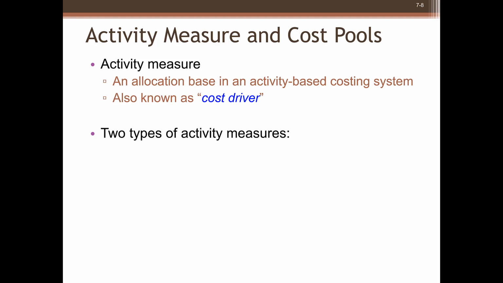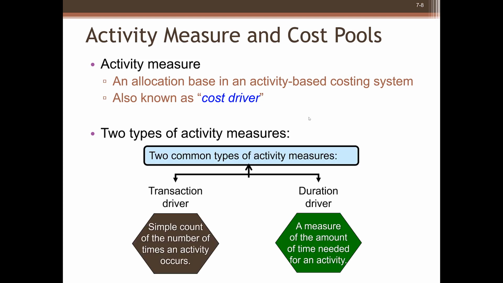In ABC, the activity measure is the allocation base. It's also called the cost driver of the activity. There are two types of activity measures: transaction driver and duration driver.